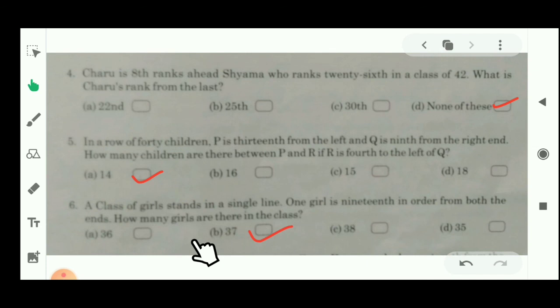Let's see the question number 6. A class of girls stand in a single line. That means all girls are standing in a line. One girl is 19th in the order from both the ends. That means apart from this girl, how many students are remaining? 18 students from each side. That means from the starting and from the bottom, 18 students are left. That means total students is 18 plus 18, that means 36. And when we add this girl, that means 36 plus 1, it will be 37. So option number B is right for this question.